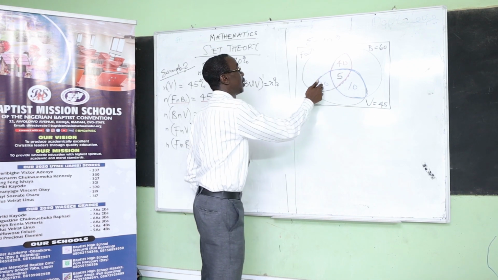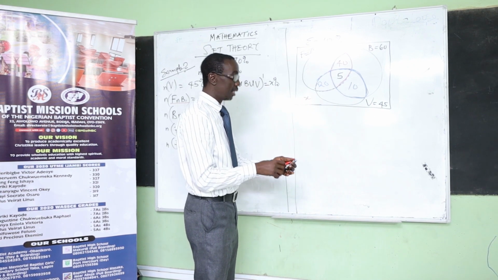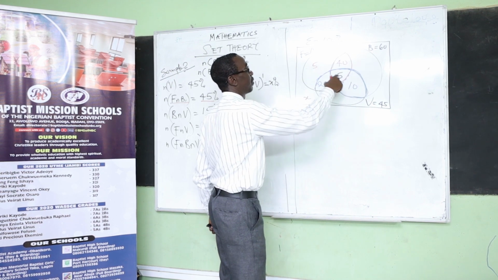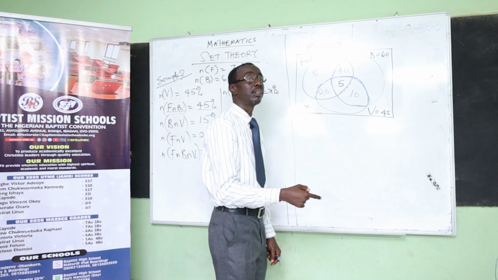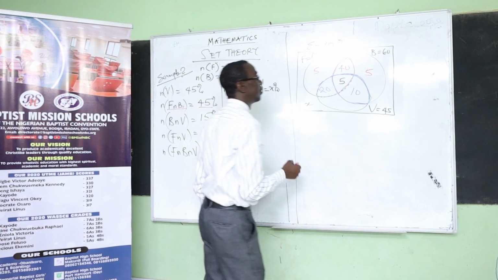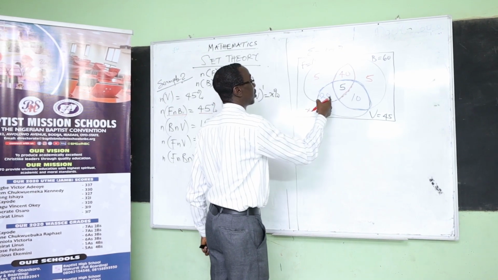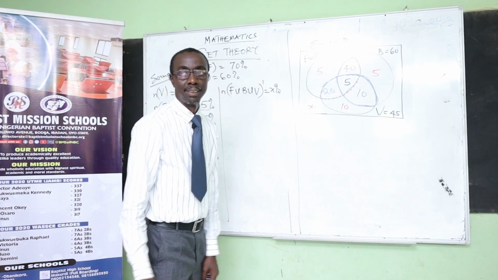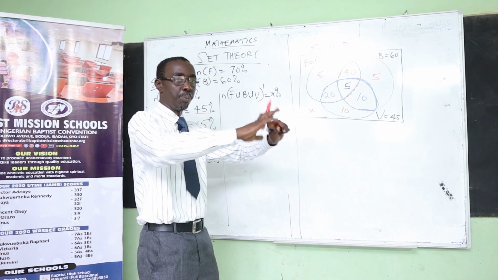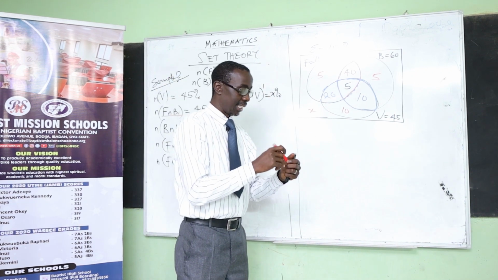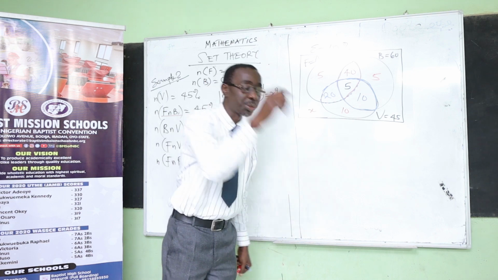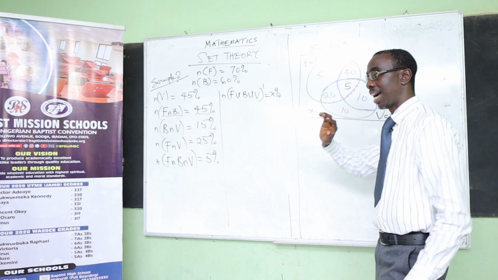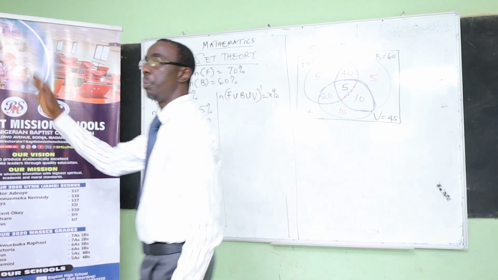Can we do the simple arithmetic? This is 45 plus 20, 65. The remaining should be 5. Can we do simple arithmetic here? 45 plus 10. The remaining is 5 because the total is 60. Here also 35, 10. Great. So we have been able to complete the Venn diagram illustrating all that is given to us in this diagram. Are we on the same page, class?